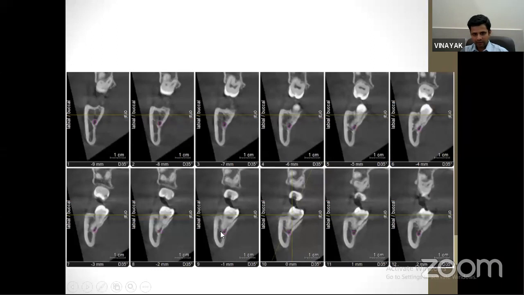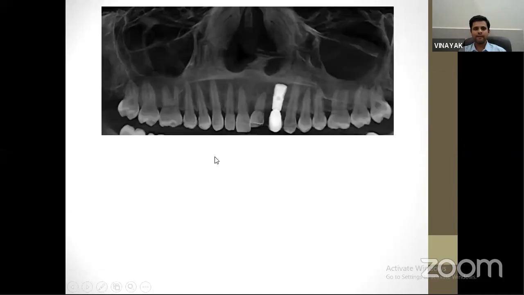Now, if you see this, this is that third molar, and this blue dot is the nerve. So we can see that the nerve is lingual to the third molar and it is compressed between the lingual cortex as well as the third molar. Right? So this cannot be seen on a two-dimensional radiograph.